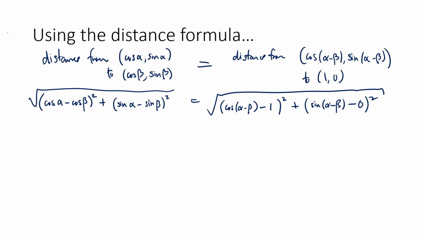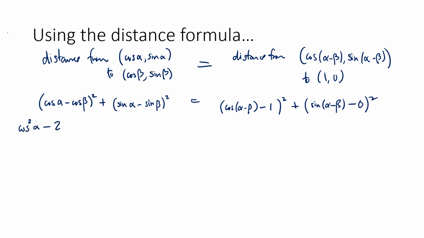Now, first of all, I'm going to square both sides to get rid of the square roots. I've just squared both sides. And now I'm going to multiply out those squares. On the left-hand side, when I FOIL out cosine alpha minus cosine beta, I'm going to get cosine squared alpha minus 2 cosine alpha cosine beta plus cosine squared beta. And then I'm going to square out sine alpha minus sine beta. Similarly, using FOIL, I'm going to get sine squared alpha minus 2 sine alpha sine beta, plus sine squared beta.